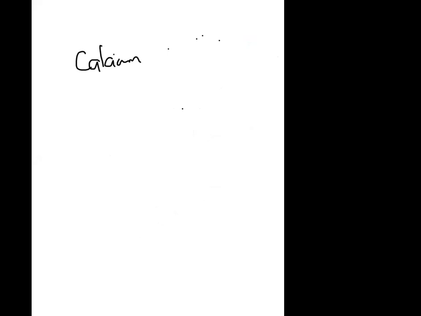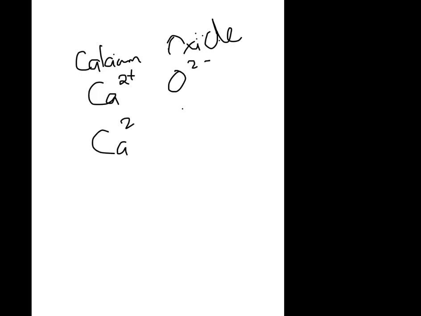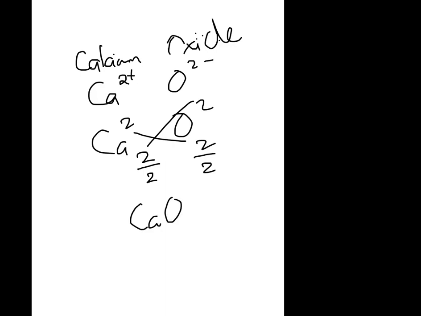So we're going to do calcium oxide. Calcium, Ca 2+, oxide, O 2-. We are going to write it back without the plus or the minus sign. So we're going to divide both by 2 and we'll get CaO. Clear? Yes. So it will be one of each. Now it's your turn.